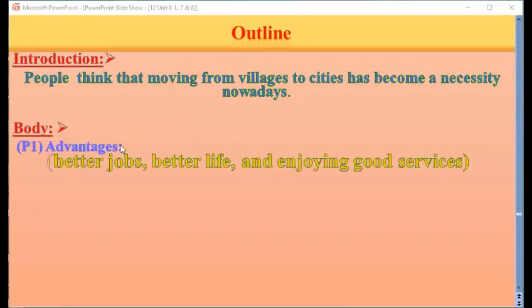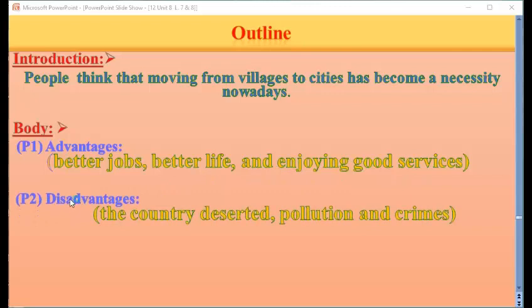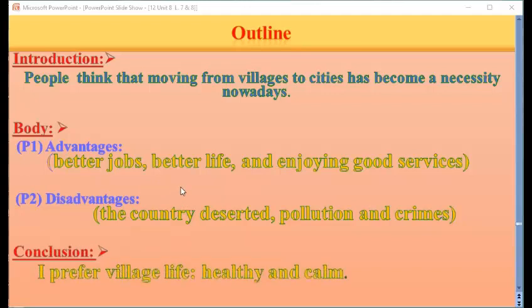In the body, we have the advantages of living in a city. So this is the idea here, and here we have supporting details: better jobs, better life, and enjoying good services. In body paragraph 2, the second idea here is the disadvantages, like the country deserted, pollution, and crimes. Here we have the conclusion: I prefer village life because it is healthy and calm. I think that these ideas will help you a lot to write your 14 sentences or your essay.